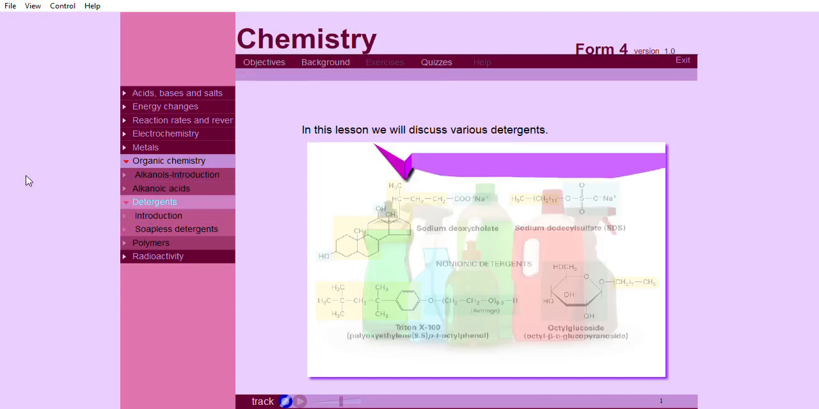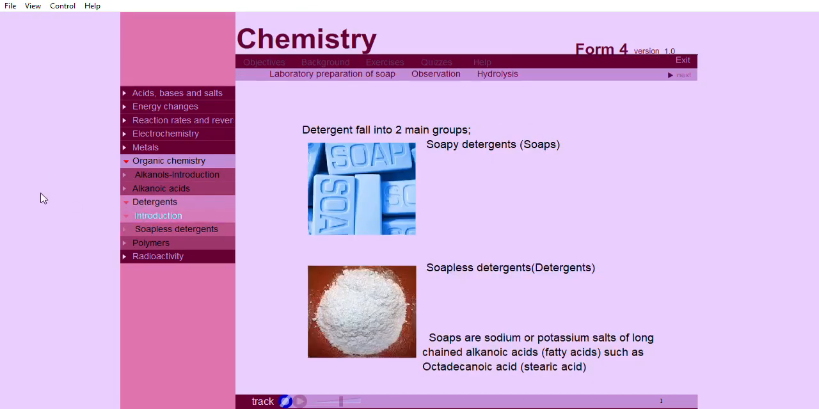In this lesson, we will discuss various detergents. Detergents fall into two main groups, soapy detergents and soapless detergents. Soaps, or soapy detergents, are sodium or potassium salts of long-chained alkanoic acids or fatty acids such as octadecanoic acid or stearic acid.